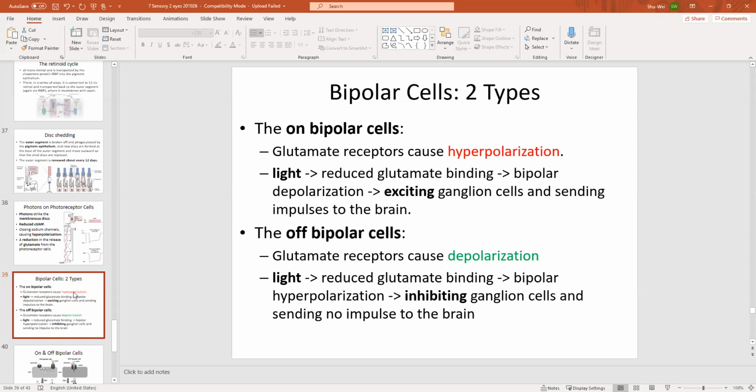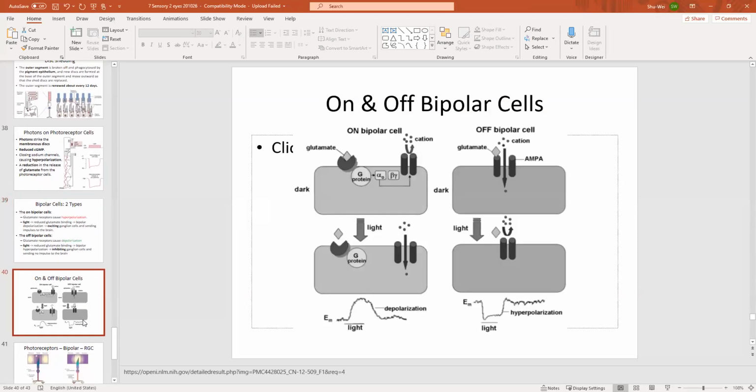These bipolar cells carry different types of glutamate receptor. In the on bipolar, the glutamate receptor will make it hyperpolarized. In the off bipolar, the glutamate receptor will cause it to depolarize. Let's use this picture, it's easier to understand through it. So we have two types of bipolar, with different kinds of glutamate receptor.